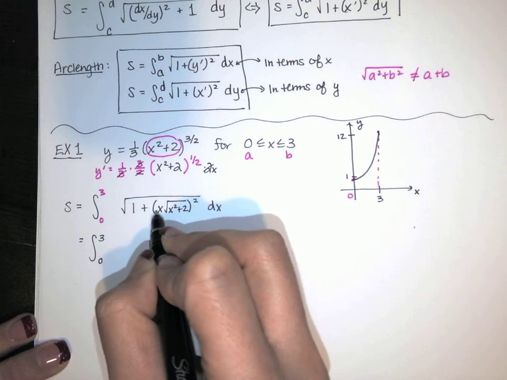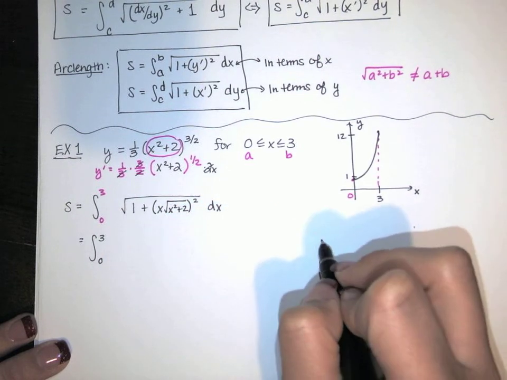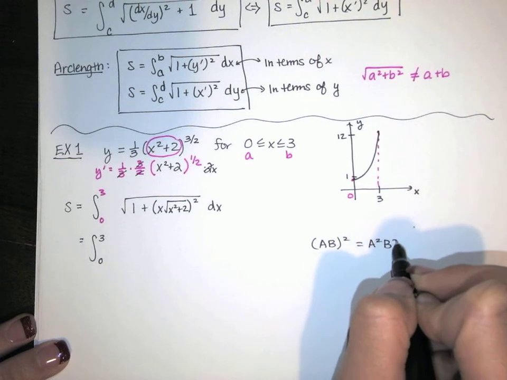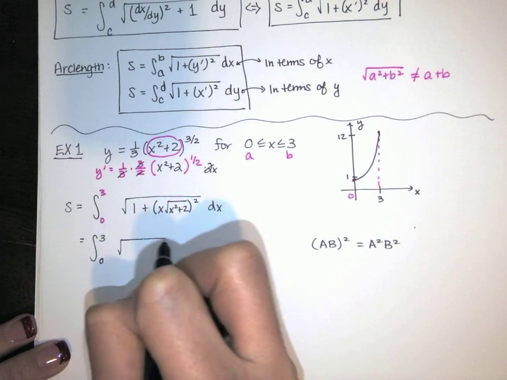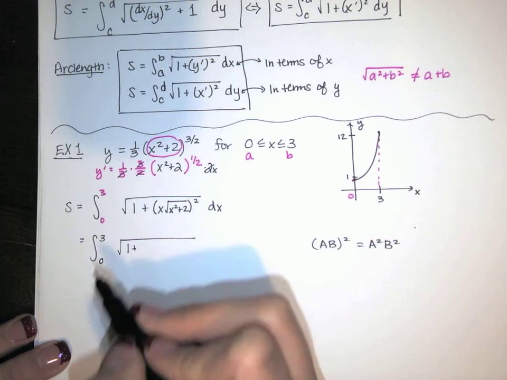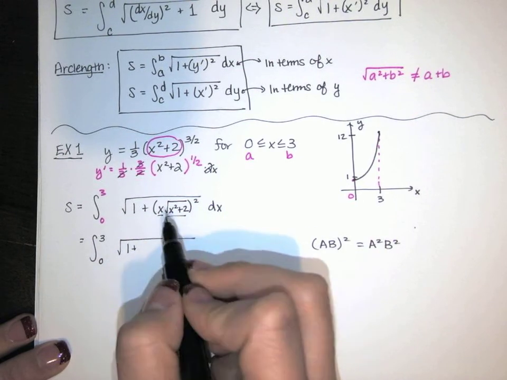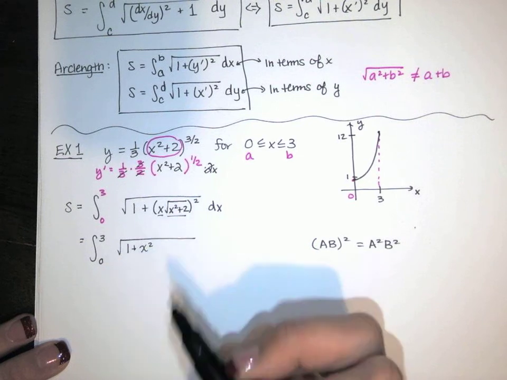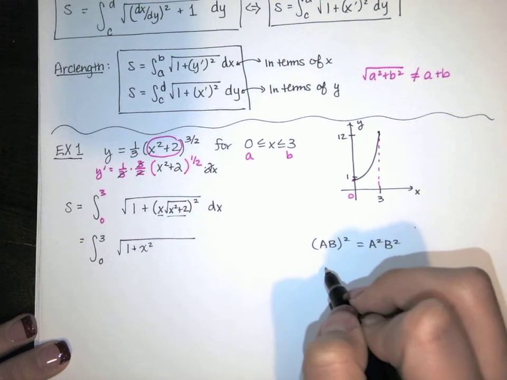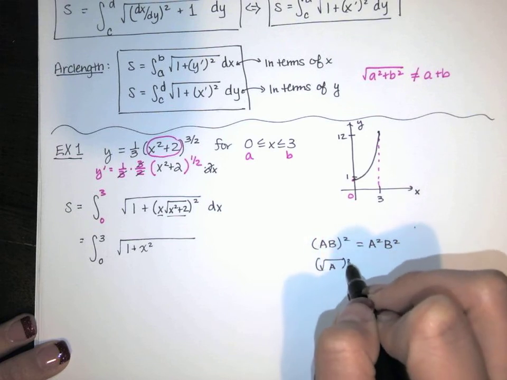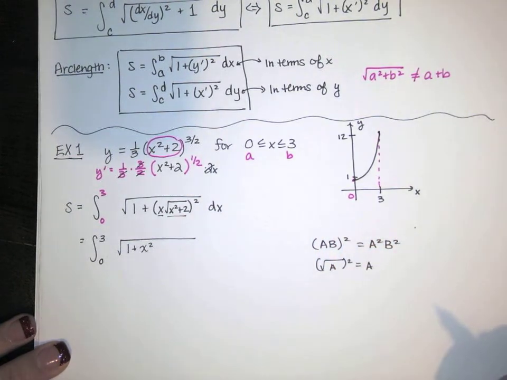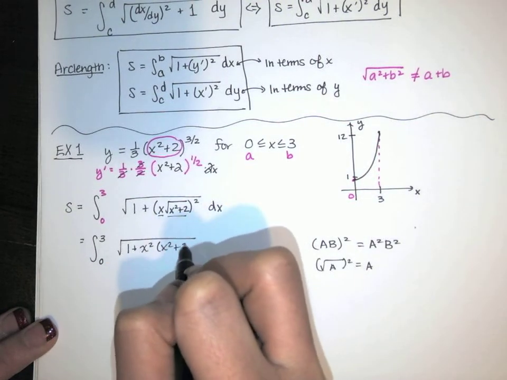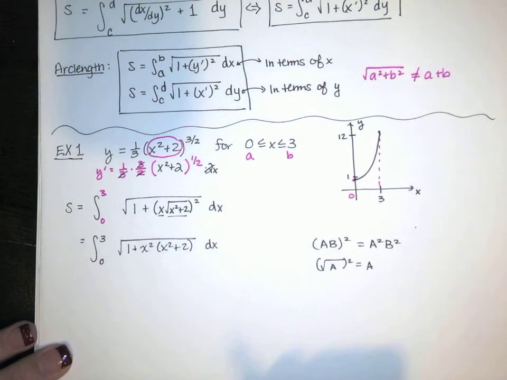Now this is a product. I've got something times something else squared. So remember, if you've got a times b squared, that's the same as a squared times b squared. Don't forget that. Well, it's okay if you do. If you do, I'll remind you. But that's my a and that's my b. So I'm going to have an x squared there, and the square root, the squared, is just going to leave me with what's under this radical. So if I've got the square root of a squared, if a is positive, we just get a back. And x squared plus 2 is positive. So I'm just going to get an x squared plus 2 there. And we're integrating with respect to x.